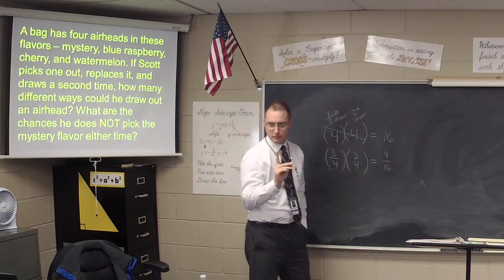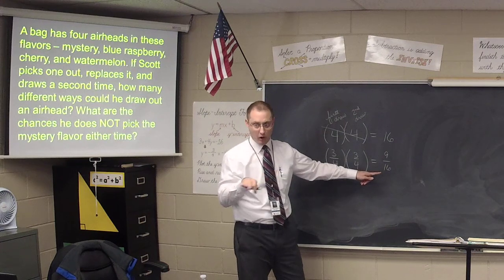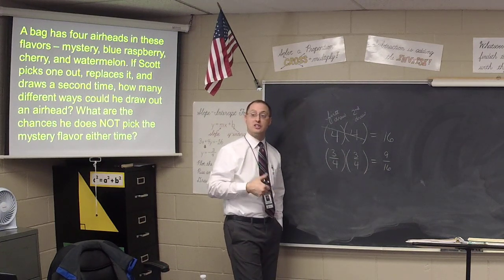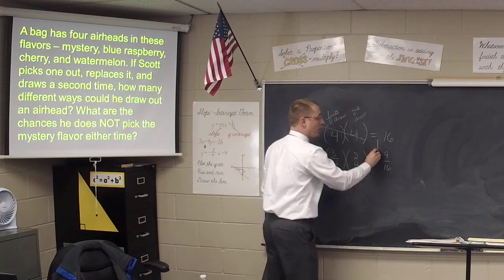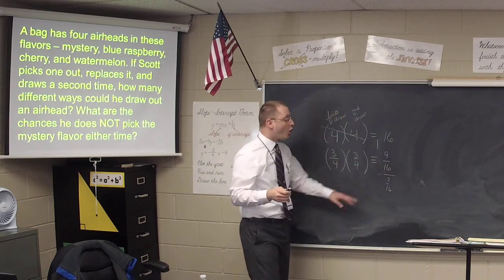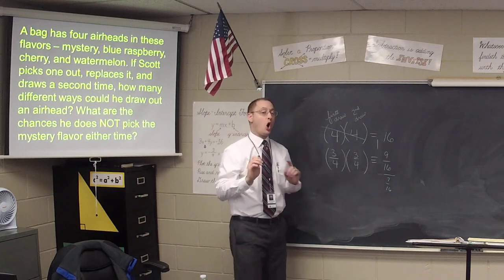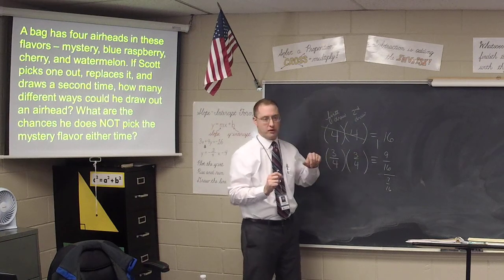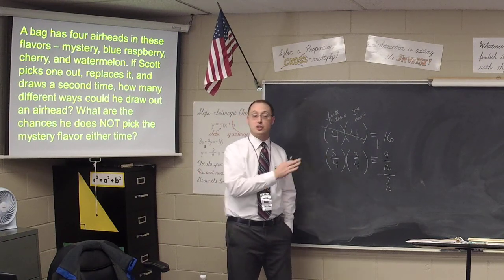So let me ask you, if there's a 9 to 16 chance he won't see mystery at all, what are the chances that at least one of the draws does get mystery? 7 to 16. 1 minus 9 to 16 would be 7 to 16, which means almost a 50% chance, right? 8 to 16 would be 50%. There's almost a 50% chance, just a little less, that he would see mystery. There's a little bit over 50% chance no mystery comes up. Make sense? Questions on that?